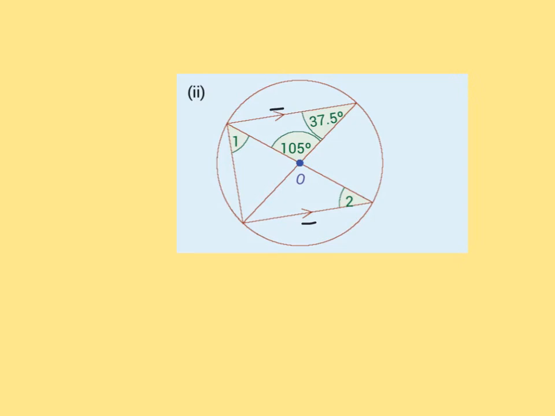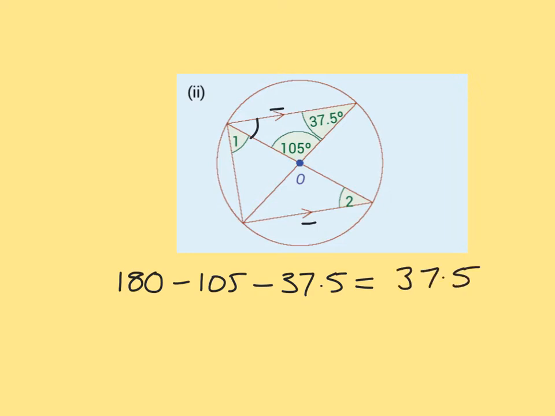More importantly, this angle here I can figure out because I know the value of the other two angles. So the other two angles, 180 degrees is that whole triangle, and from that I'm going to subtract 105, and I'm also going to subtract 37.5 degrees. And what I'll get is 37.5 degrees. And I actually should have known that because 37.5 degrees is this angle here. I should have known that. Why should I have known that?